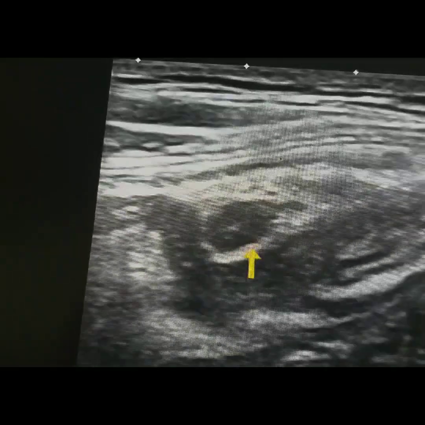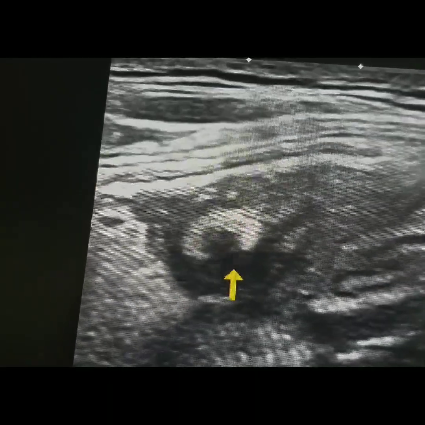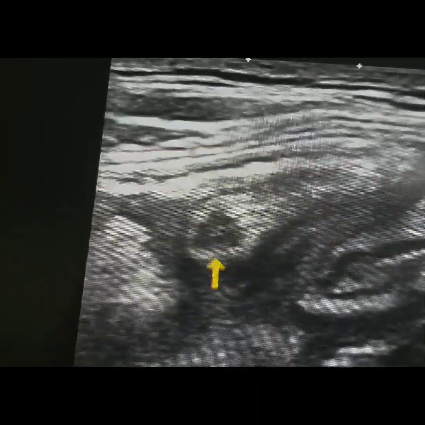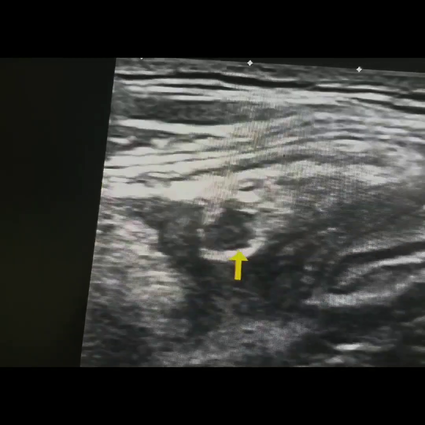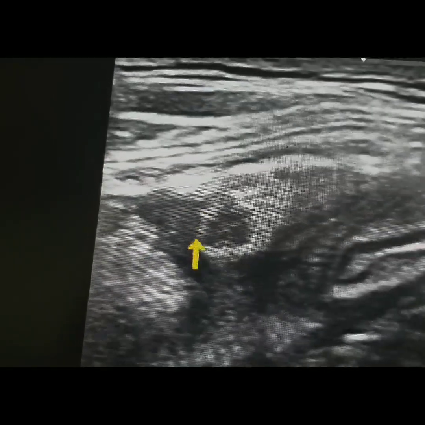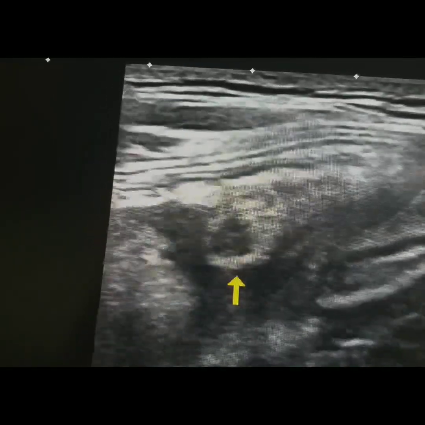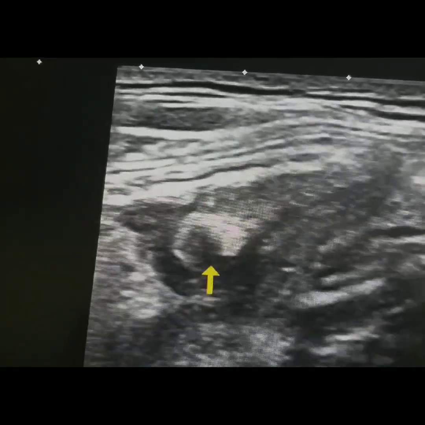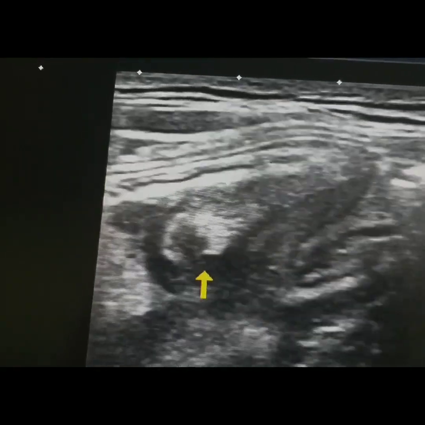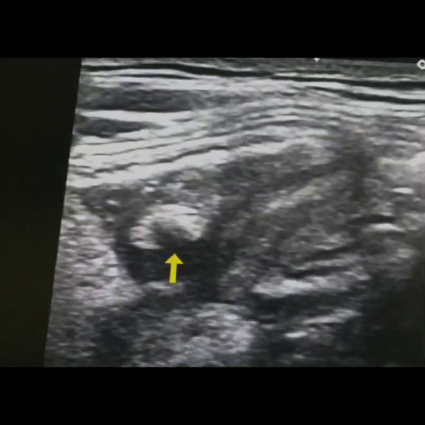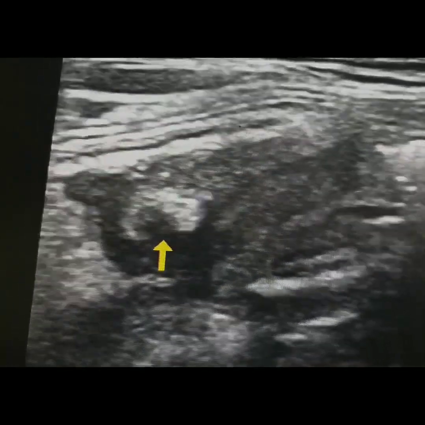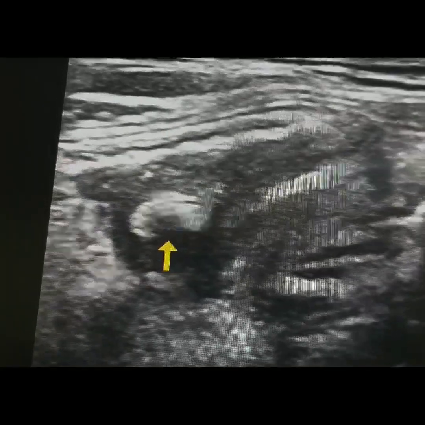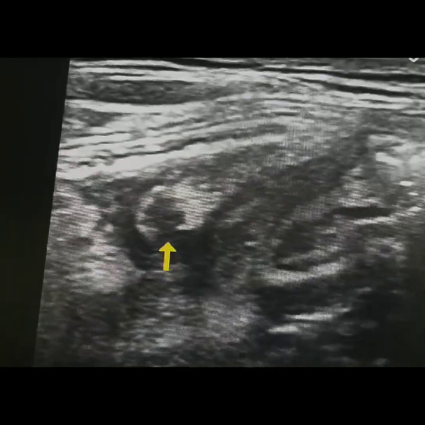So now we follow. Here we can see that the walls of the appendix are intact, but when we go to the mid portion, the wall is disrupted. Here we can appreciate that the wall is disrupted. So here is the leakage of the appendix.